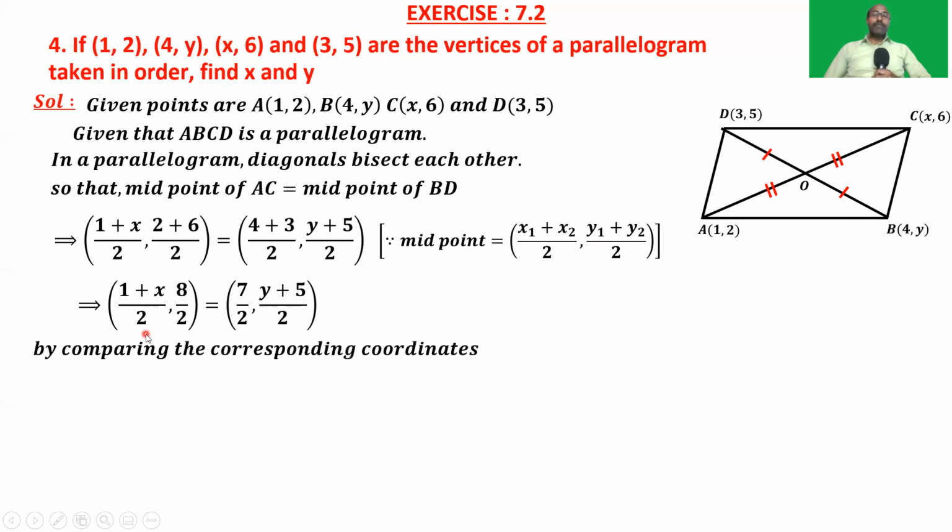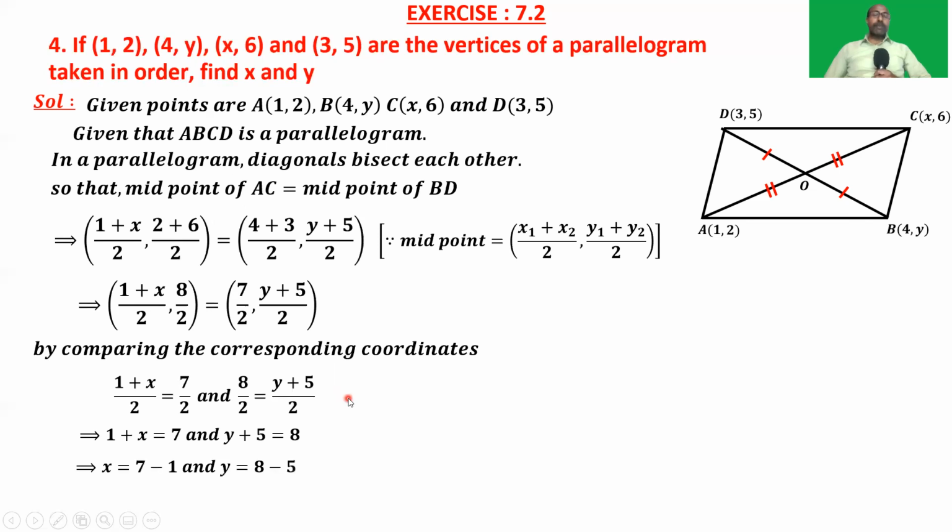Now by comparing the corresponding coordinates, (1 plus x) by 2 is 7 by 2, as well as 8 by 2 is (y plus 5) by 2. So from this we can write 1 plus x is equal to 7 and 8 is equal to y plus 5. So that x is equal to 7 minus 1 and y is equal to 8 minus 5. So x is equal to 6 and y is equal to 3. So these are the values of x and y. Okay, so let us start the next problem.